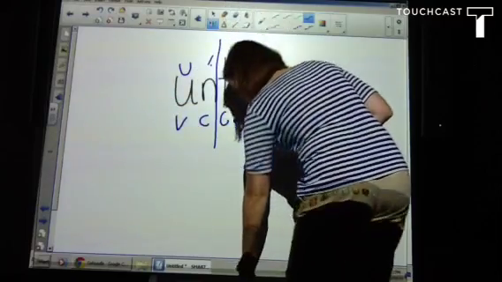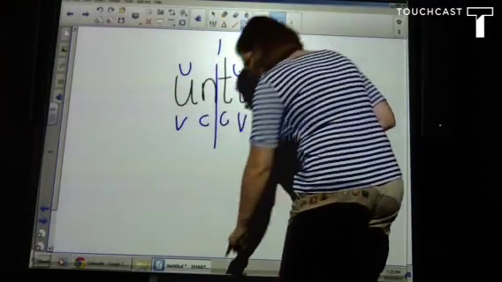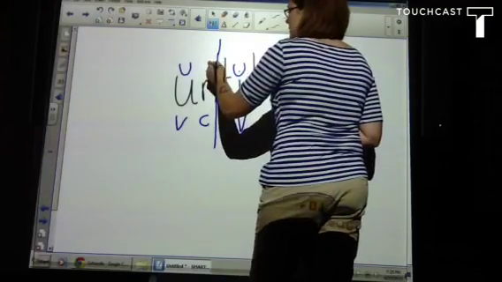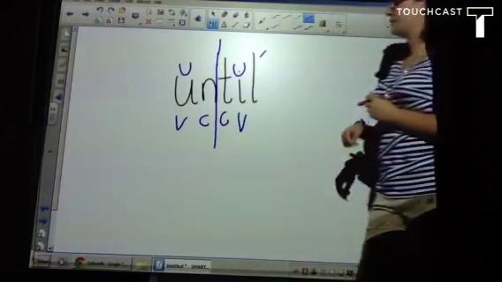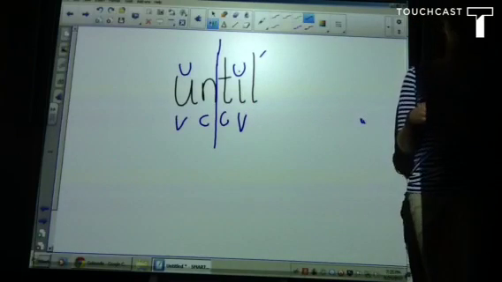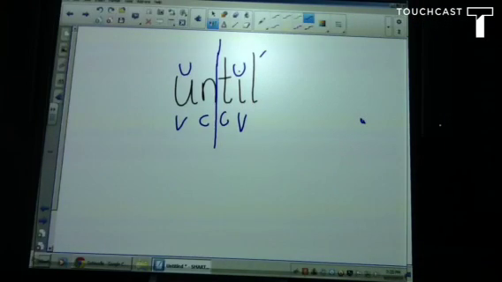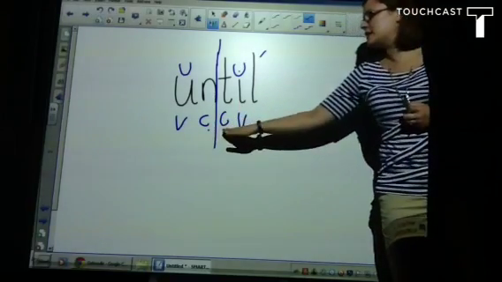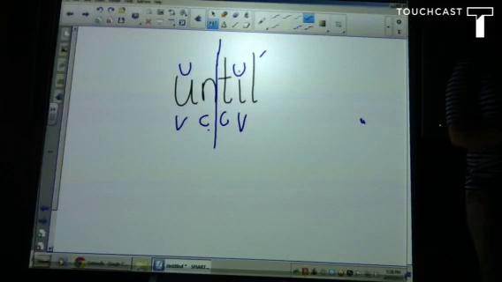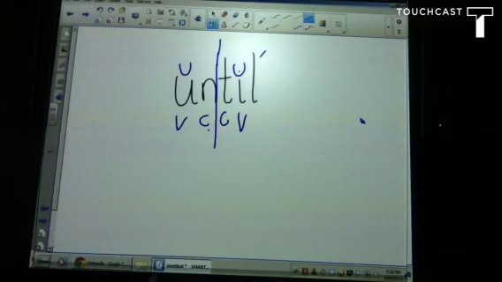So, we can try the accent on the second syllable instead. Let me fix my division line there. Let's try the accent back here. Remember, the accented syllable is louder, longer, and higher. Let's try reading this one. Until. Does that sound better? I think so. Good. Until. So remember, when you are dividing a word with the VCCV pattern, try the accent on the first syllable. But if that doesn't sound right, try moving it to the second syllable instead.